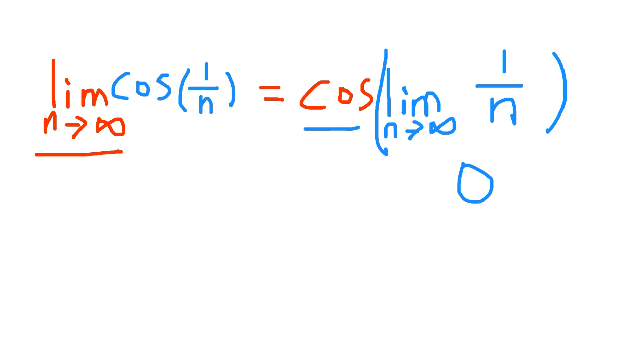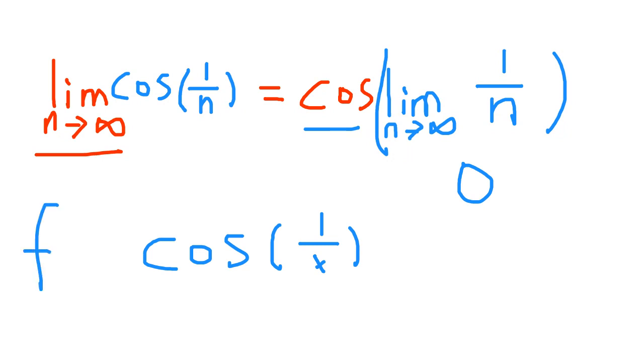That's totally different from talking about only cosine 1 over n itself, or maybe cosine 1 over x as a function. All right, it's totally different. If we talk about a function, there are two totally different cases. Does that help?